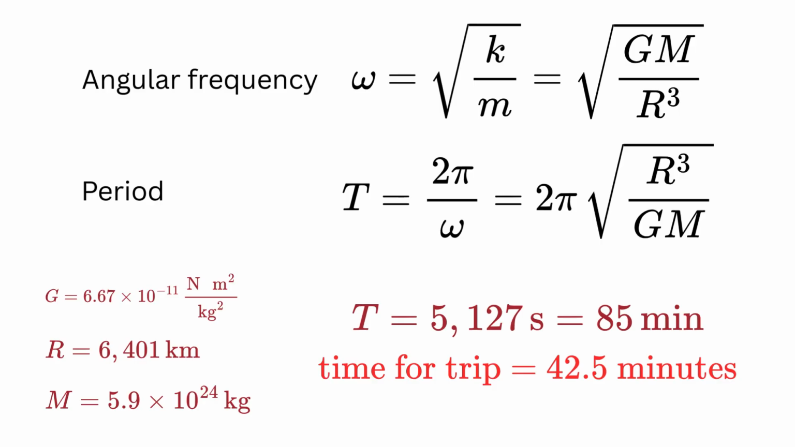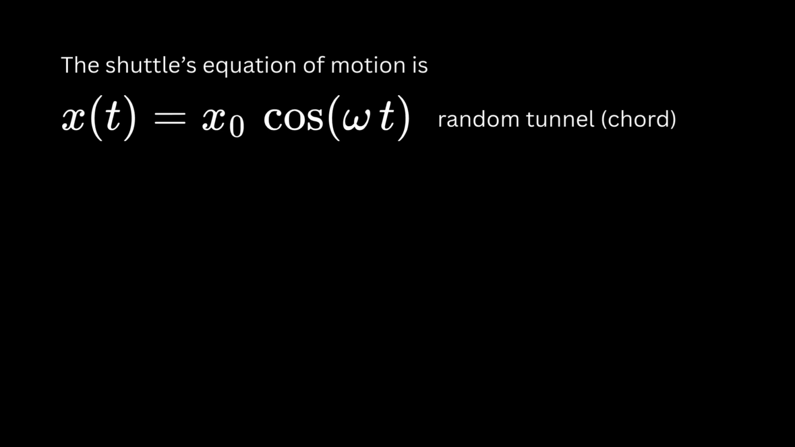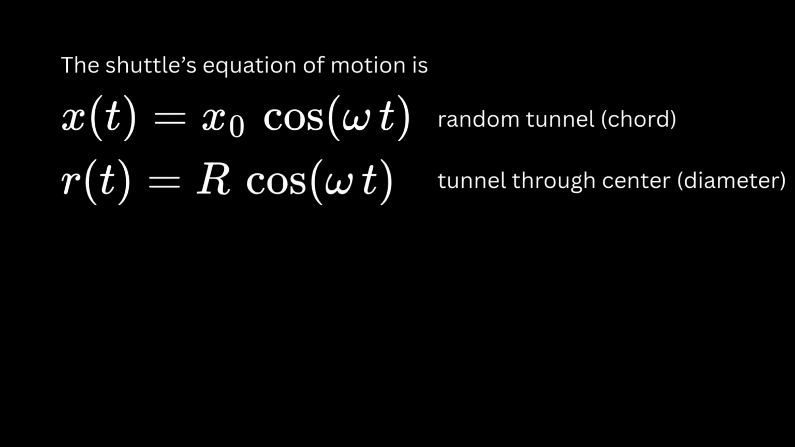Alexander Klotz has published in the American Journal of Physics an article with an improved calculation based on the internal layers of the Earth. His result for the trip is 38 minutes, not far away from the 42.5 minutes. The exact way the shuttle moves inside the tunnel is a sinusoidal oscillation, with amplitude the half-length of the tunnel x0. For a tunnel passing through the center of the Earth, x is just the radial distance from the center of the Earth and the amplitude equal to the Earth's radius.